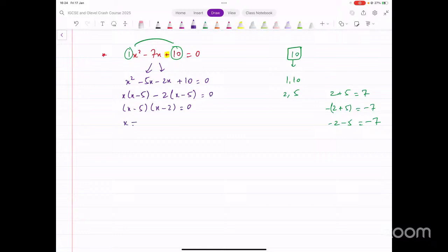And that leaves you with two solutions again, two equations again: x minus 5 equal to 0 or x minus 2 is equal to 0, so x equals 5 or x equals 2. These are the two solutions that we get for this quadratic equation. All right, so this is how we can solve equations using factorization.